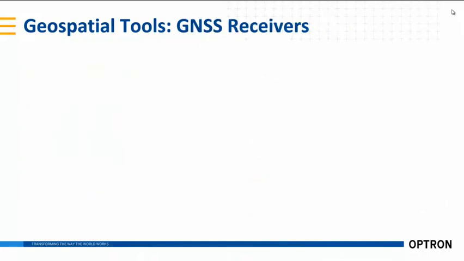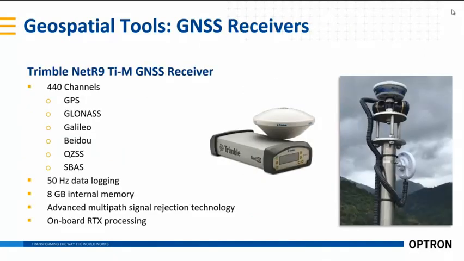And on the GNSS receiver side of things, Trimble has the NetR9 TI-M. It's a dual frequency receiver. Traditionally, utilizing a GNSS receiver for monitoring is not as accurate as a prism-based monitoring solution that you'd get from the total stations, but it's very useful in providing a level of redundancy and also for checking your control points.